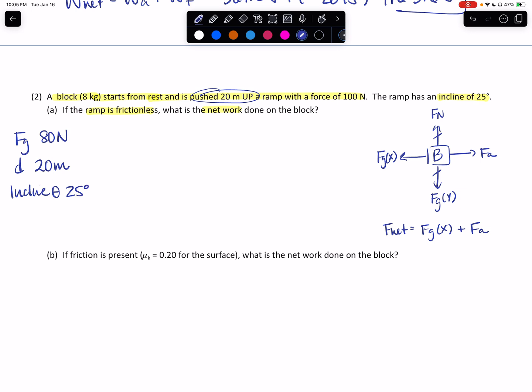And now, because I have two different forces, I'm going to have to wait on my angle between the motion and the force, because it's going to depend on what force I'm talking about. All right, so I'm going to do a little pre-calculation. I'm going to calculate this x component first.